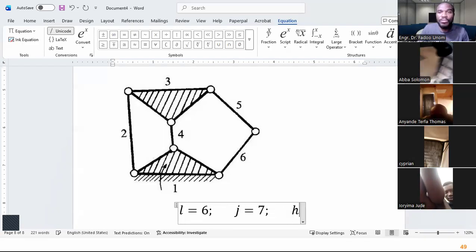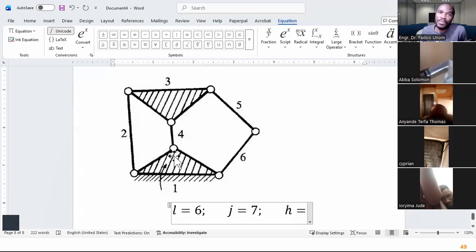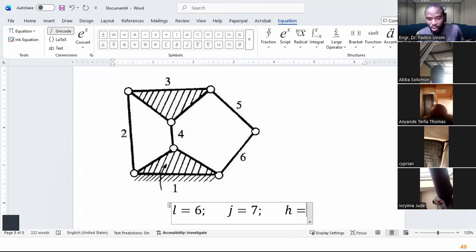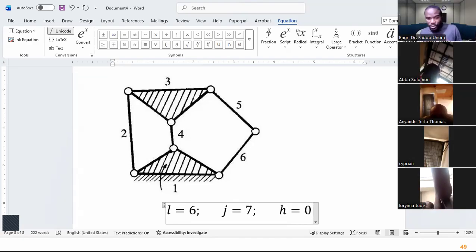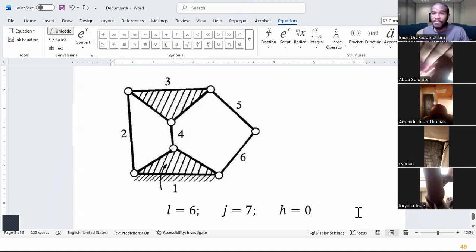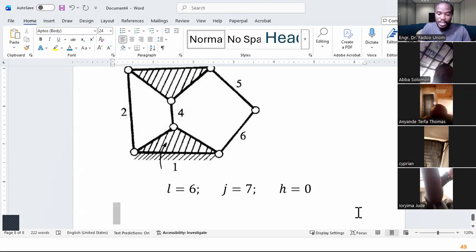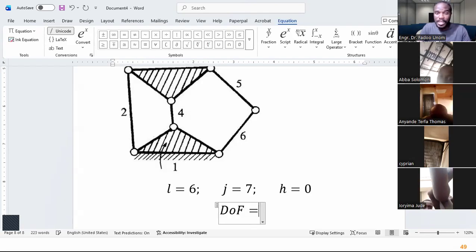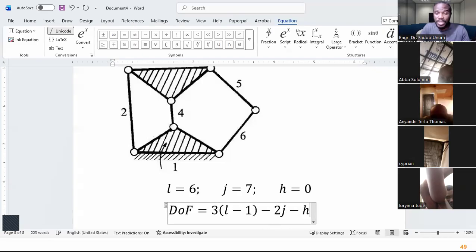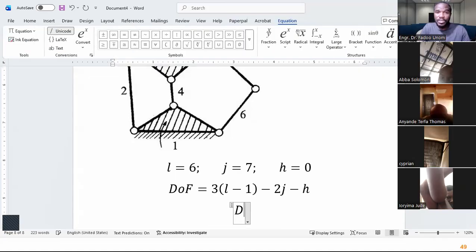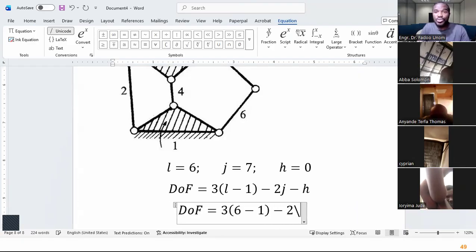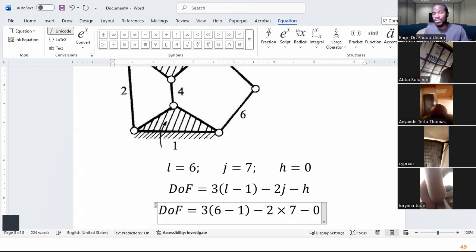And then when you look at all of those, they are all lower pairs. They are all pin-like joints, so they are all lower pairs. So again, H here is 0. So you get the gist. You can easily find the degree of freedom like so. The degree of freedom is found by this equation, 3 into L minus 1, bracket close, minus 2J minus H, right? And that means that your degree of freedom is 3 times, how many links are there? 6 minus 1, bracket close, minus 2 times, how many binary joints are there? 7 minus 0 because there are no higher pairs, okay?